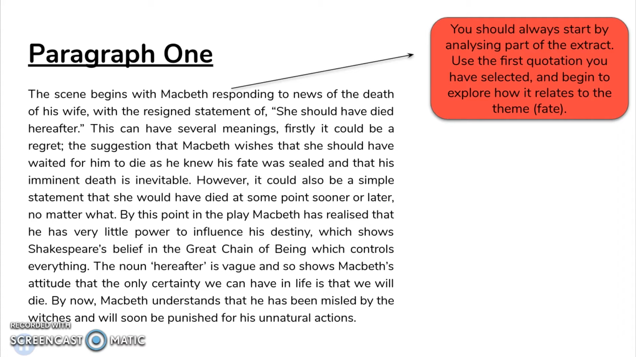So I obviously start in with my "she should have died hereafter" quote analysis. Now, then I say this can have several meanings. "First, it could be a regret, the suggestion that Macbeth wishes she should have waited for him to die, as he knew his fate was sealed and that his imminent death is inevitable." Now, you'll notice that I've thrown back in the word fate there.